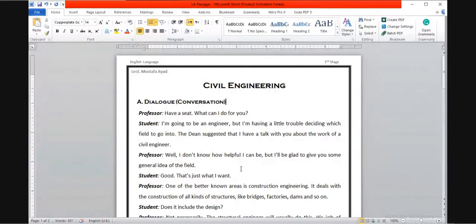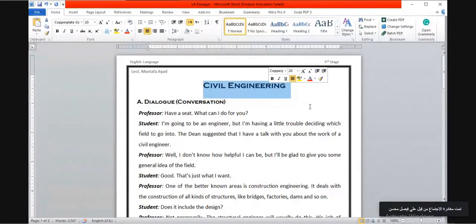And by the way, the title of this dialogue is Civil Engineering, which is what you are studying. So this means everything we are going to read in this dialogue is going to be about civil engineering and how to understand civil things about civil engineering.